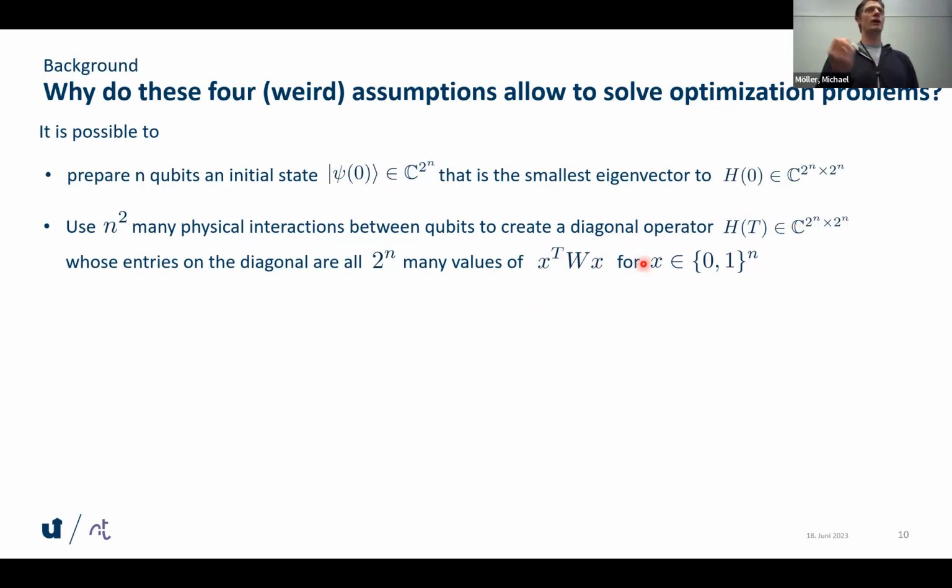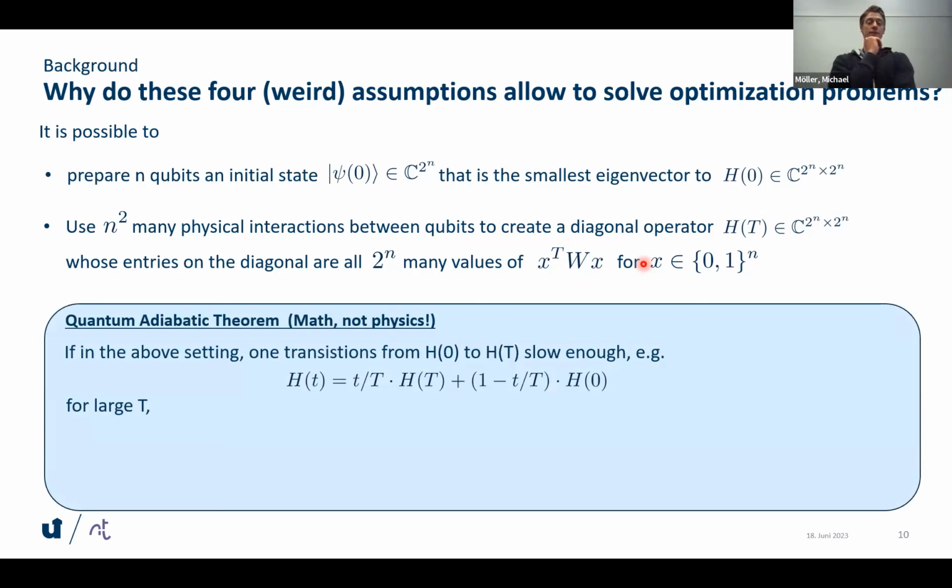So if you think about how many values do we have, well, it's a vector x of length n, and each entry can have the value 0 or 1, so there are 2 to the power of n many, and we can arrange them in a diagonal on a 2 to the power of n times 2 to the power of n large matrix. Of course, we as computer scientists never want to build this matrix. This is impossible to fit in the computer. I mean, this is where the difficulty of the whole problem comes from. But it's possible to realize physically with only n qubits and n squared many interactions.